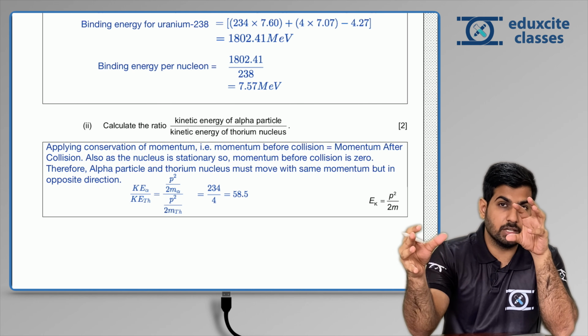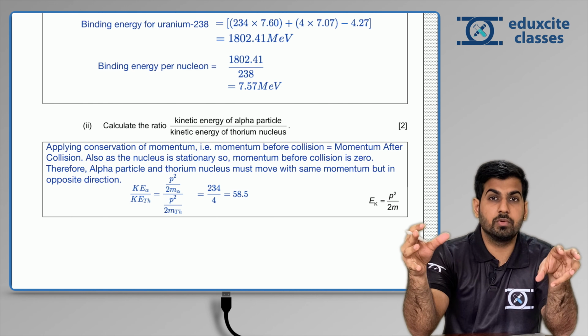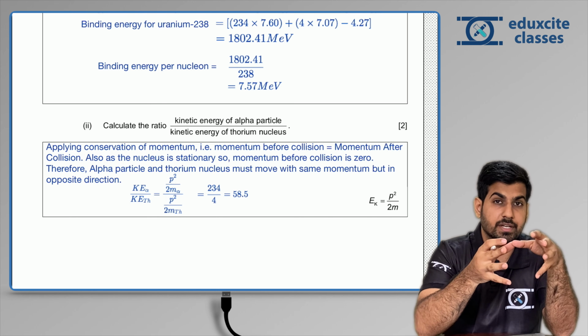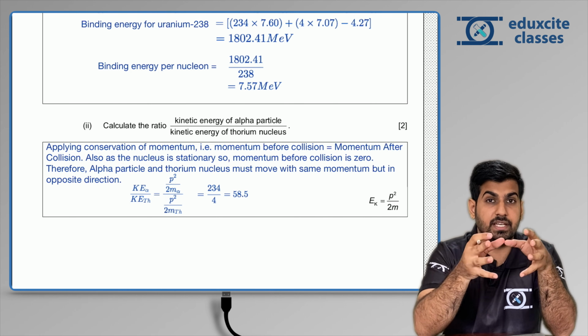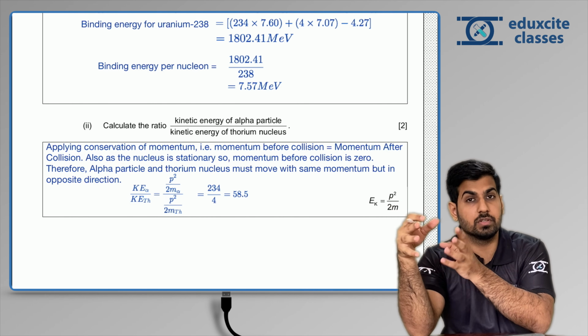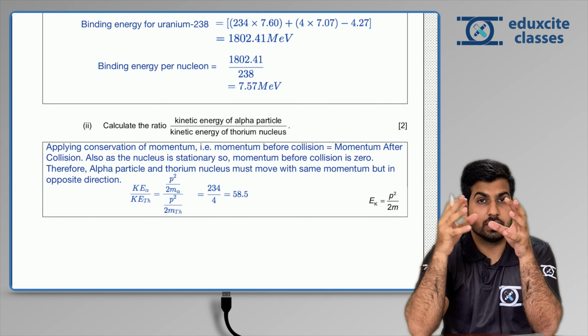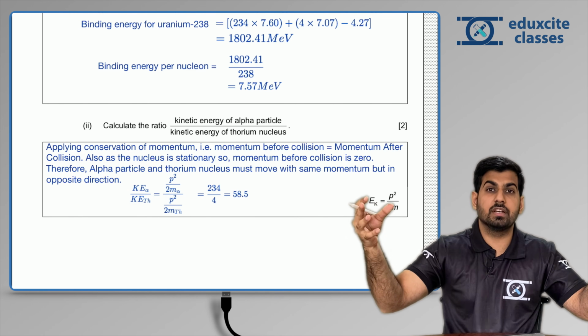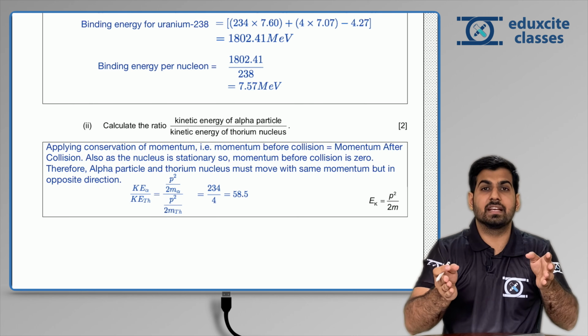So we know that the uranium-238 is stationary, so the momentum before the decay, or you can say before the nucleus decays, is 0. So for the momentum to be 0 after the decay, the thorium and the alpha particle should have the same momentum but in opposite direction, so they get cancelled out.